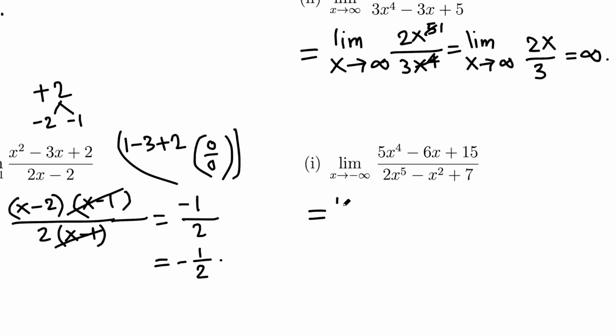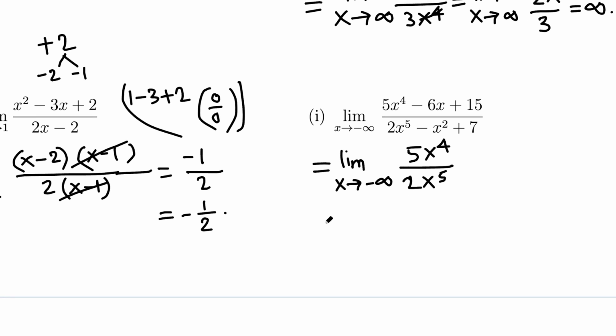Similarly, since x approaches to negative infinity, only the leading term, so 5x to the 4th over 2x to the 5th. Okay, now cancel the common factors. Okay, x to the 4th, x to the 5th, 4 copies cancel, 1 copy left, so 5 over 2, 1 copy of x, 5 over 2x.